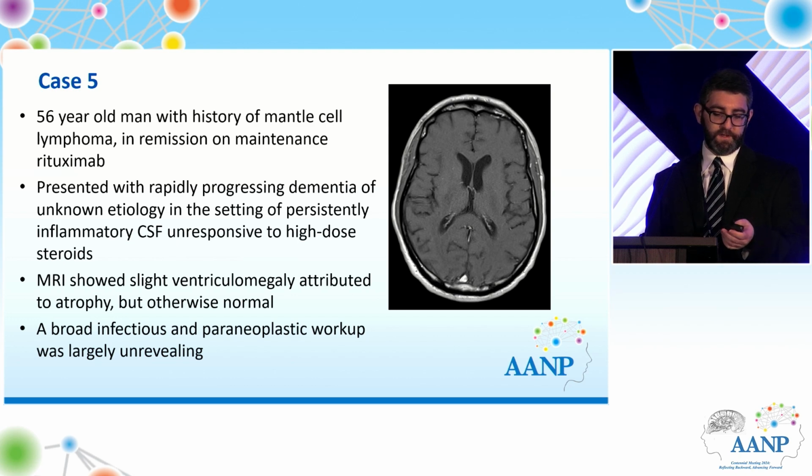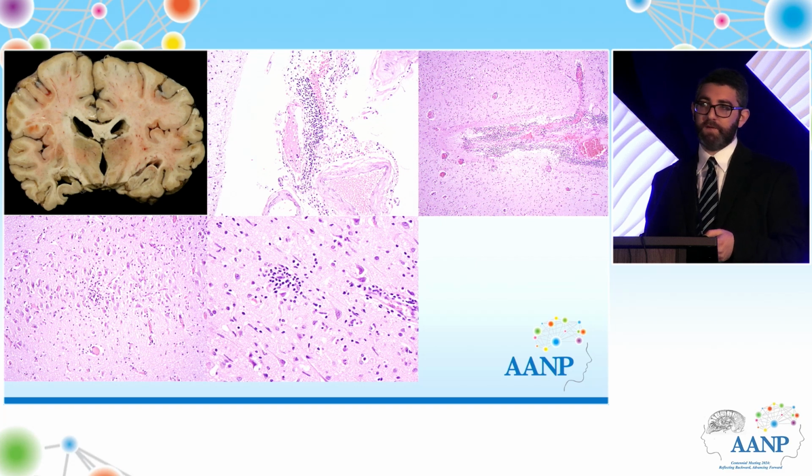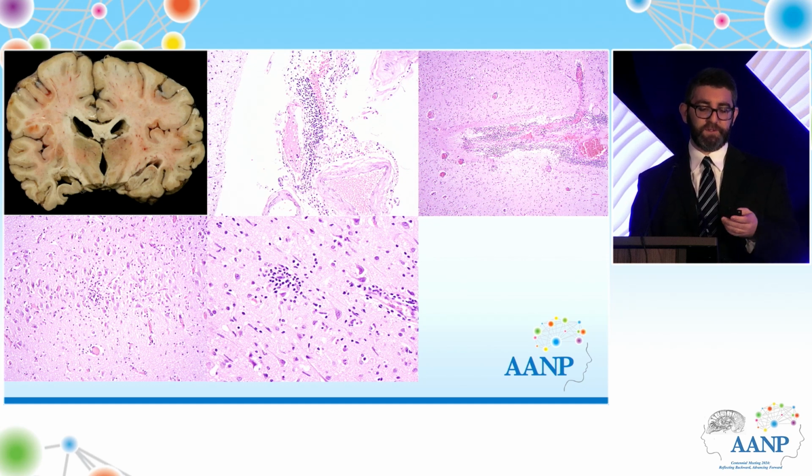Eventually found nothing. And unfortunately, the patient passed away, came to autopsy. And you can see the brain here looked relatively normal, but all throughout the brain we saw evidence of meningoencephalitis, lots of lymphocytes, and microglia, microglial nodules, and so forth.